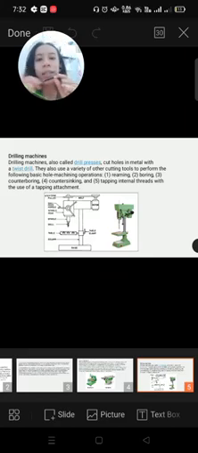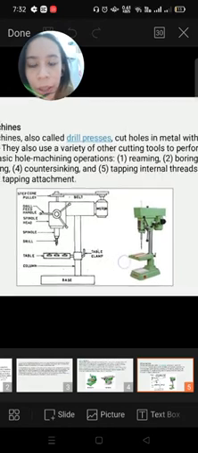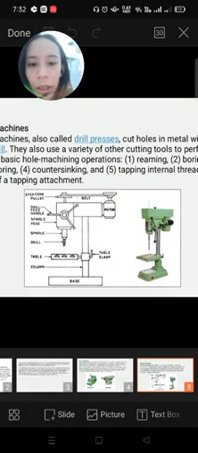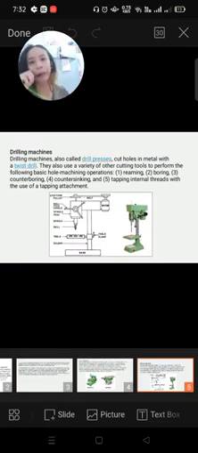As you can see, there are the parts: the column, table, drill, spindle head, drill feed handle, step cone pulley, belt, motor, and table clamp. This is what we call the drilling machine.